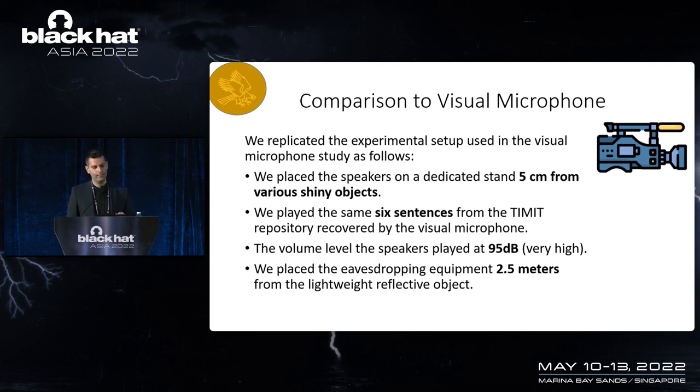We placed the speakers on a dedicated stand 5 centimeters from various shiny objects, the objects that I showed you at the beginning. We played the same 6 sentences from the TIMIT repository, which was also used by the researchers who presented the visual microphone. We used the same volume that they used, which corresponds to 95 dB. 95 dB is very high. It is much more than the volume at which I'm currently speaking. It corresponds to screaming. And we placed the eavesdropping equipment about 2.5 meters from the lightweight reflective object.